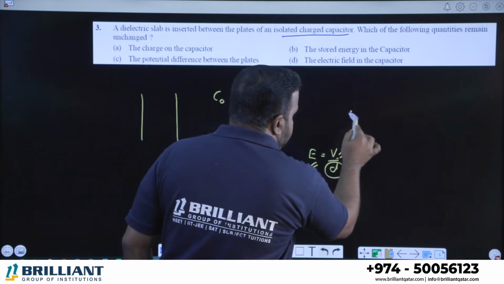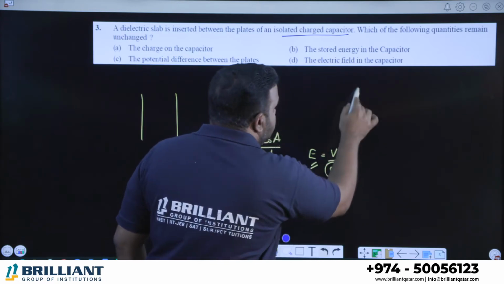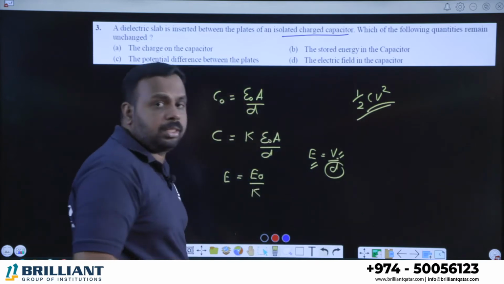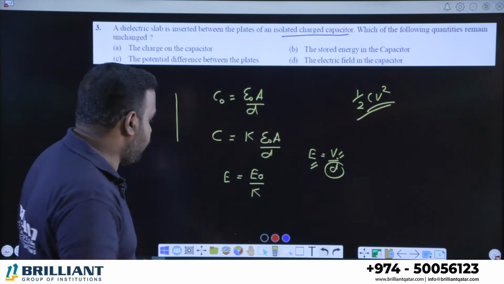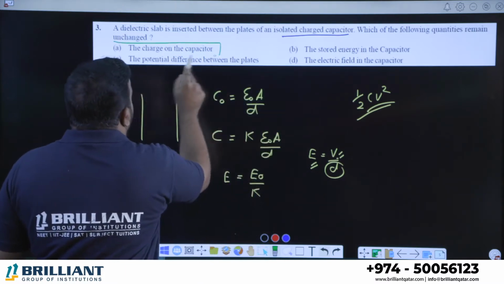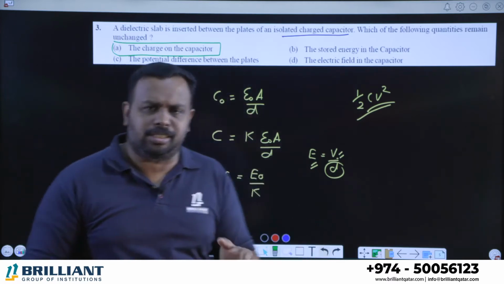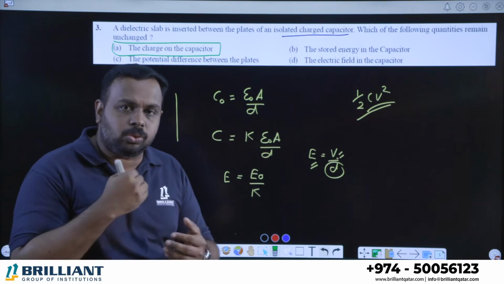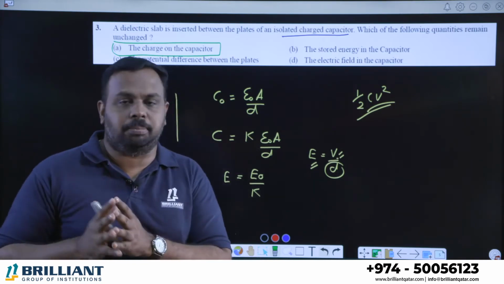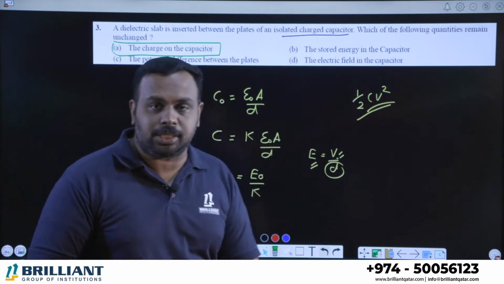Energy stored in a capacitor, you know the formula, energy is equal to half CV square, right? So capacitance is changing, potential is changing, so energy will also change. So here in this question, you can see that the one and only factor that remains the same is the charge. Because this one you can easily understand, the capacitor is isolated. So there is no source to supply more charge, and there is no way for discharging. It is an isolated capacitor, right? So the factor that will remain the same is the charge on the capacitor.